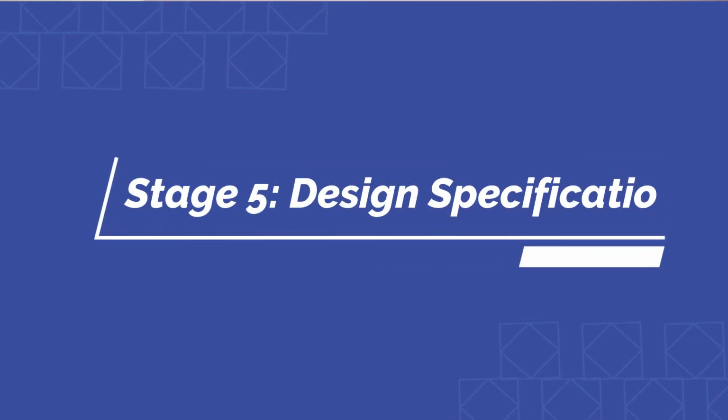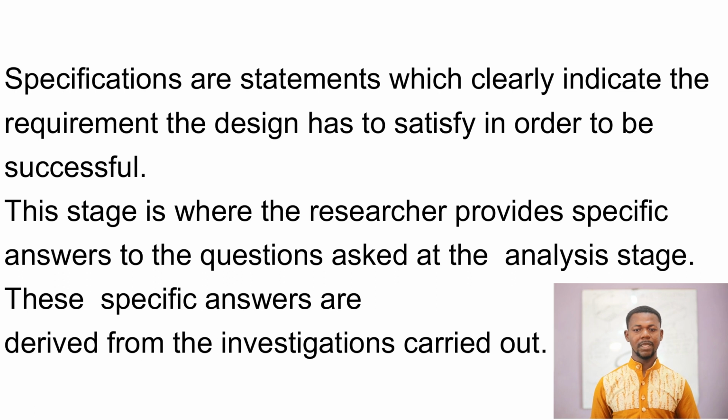The next stage that we'll be looking at is what we call the design specification. Specifications are statements which clearly indicate the requirement the designer has to satisfy in order to be successful. This stage is where the designer provides specific answers to the questions asked at the analysis stage. These specific answers are derived from the investigations carried out. So all that we are saying is that as a designer, all of the questions that have been asked under the analysis, this is the time where you try to provide specific answers to these questions.